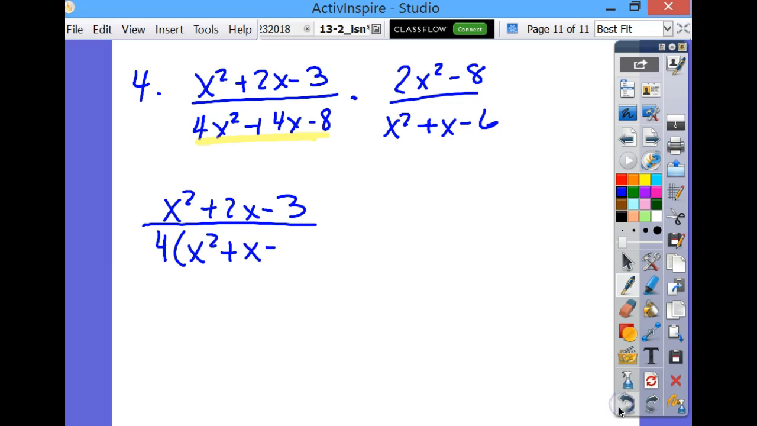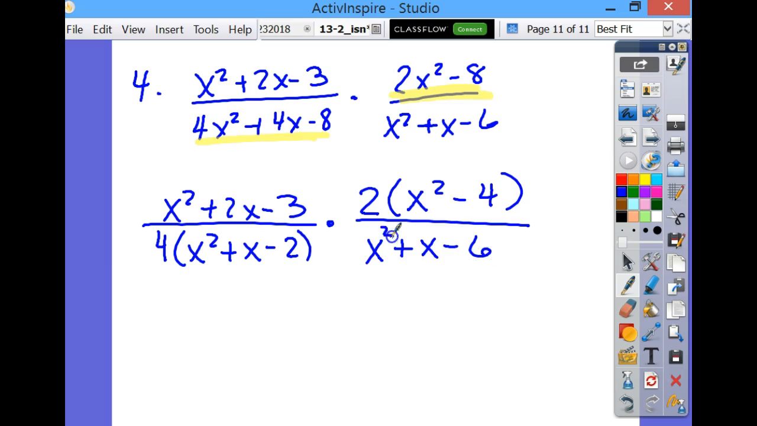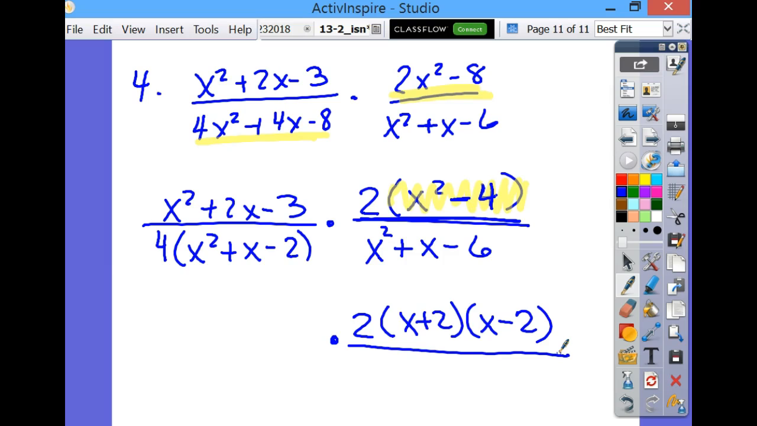a 4. 4 will go into 8 2 times. What will factor out of this term right here? Do you see any difference of two squares? Do you see right here, this is the difference of two squares because this is minus and 4 is a perfect square number. So this numerator right here factors into x plus 2, x minus 2. We don't have any more difference of two squares. The rest of them are trinomials with a coefficient of 1.